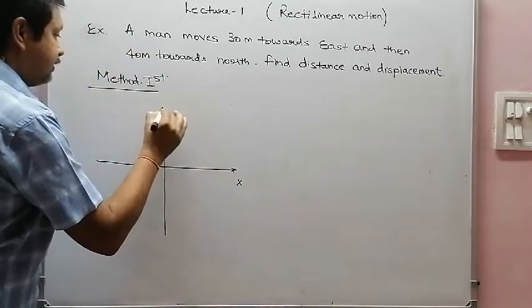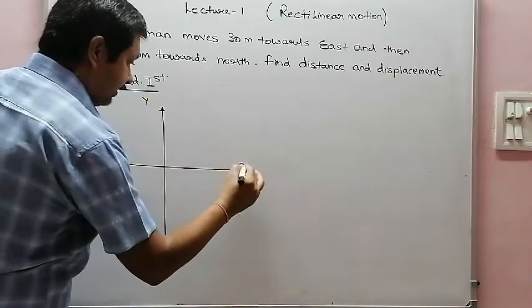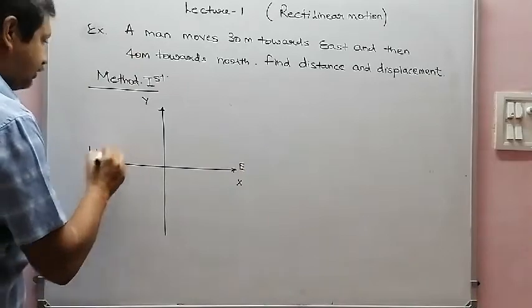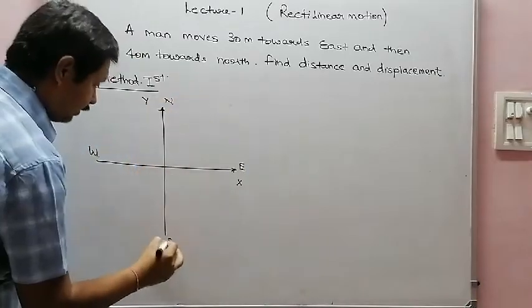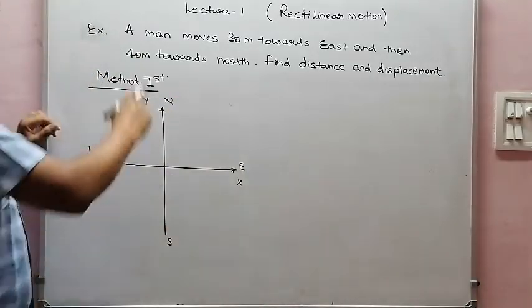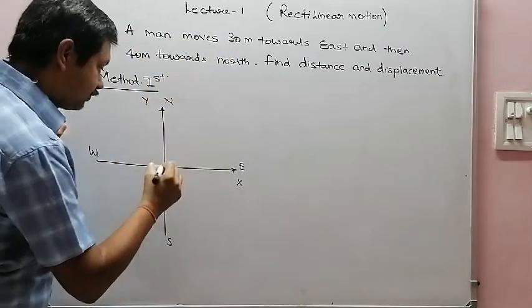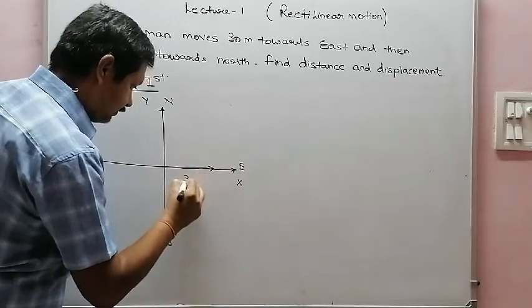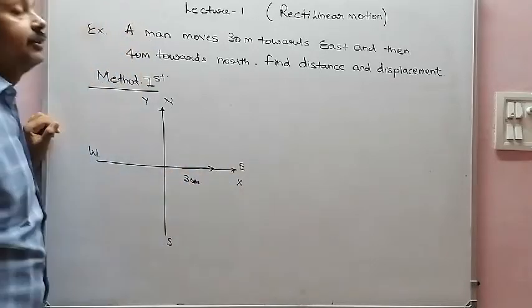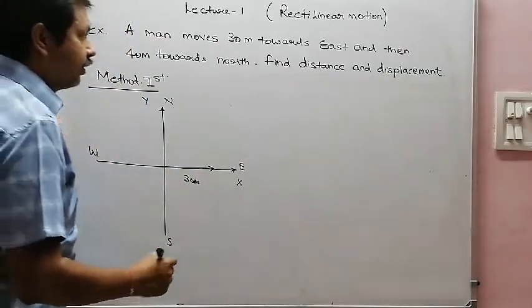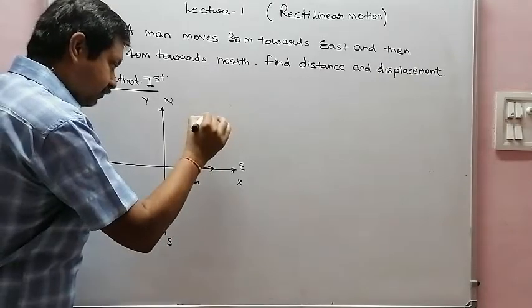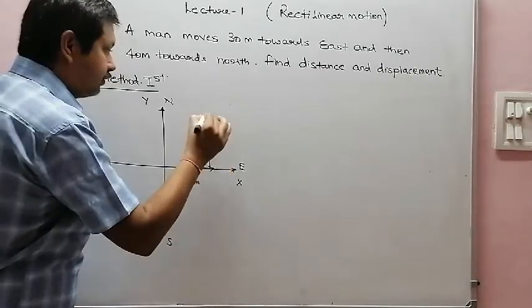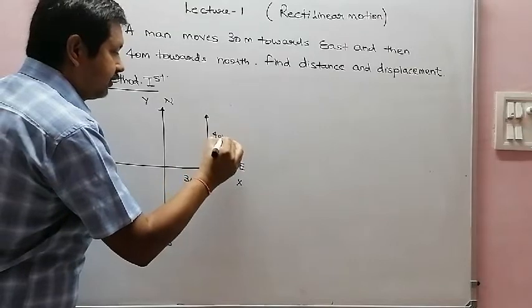Suppose this is x-axis and this is y-axis. East, west, north, south. First we move 30 meter towards east, then 40 meter towards north.